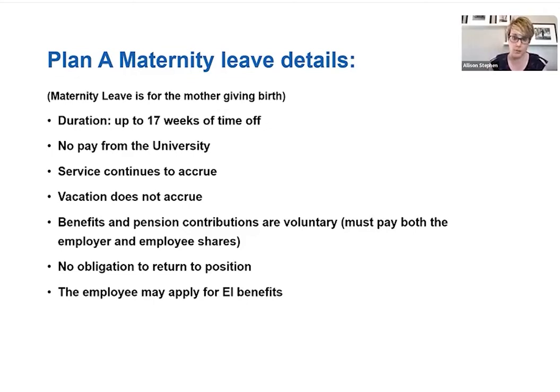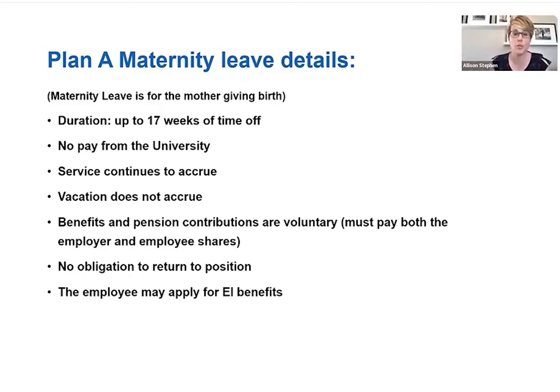Their vacation does not accrue. And because they are not being paid by the university during this time, their benefits and pension, if applicable, are not covered, and they would not be paying into them. It is a voluntary option. If the employee wants to continue benefits and/or pension, they would need to pay both the employer and the employee shares. The way they would do this is on their form, they would indicate they want to keep these going. Benefits and payroll would be in touch with them, and they would have to write post-dated checks to continue their benefits or pension contributions.